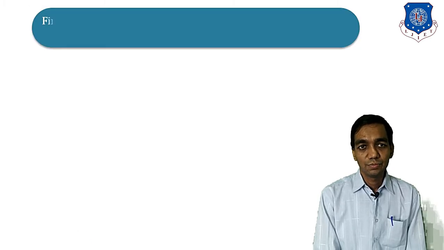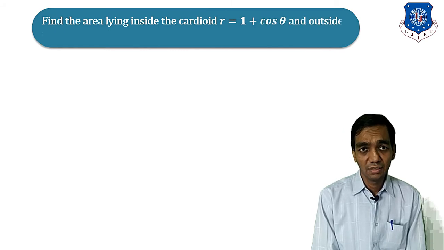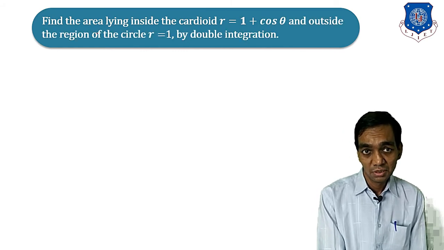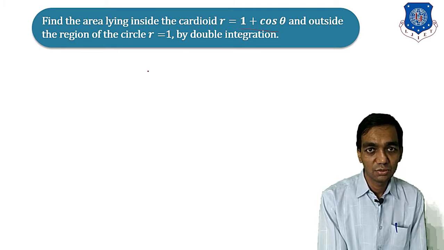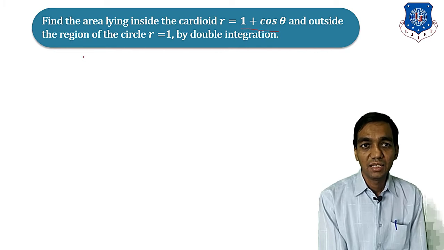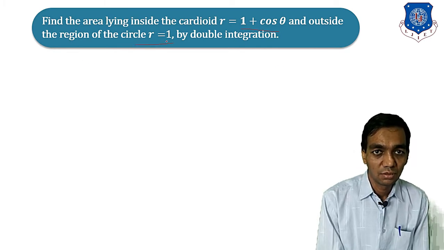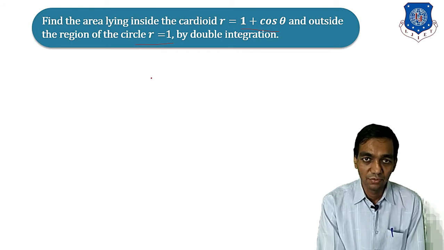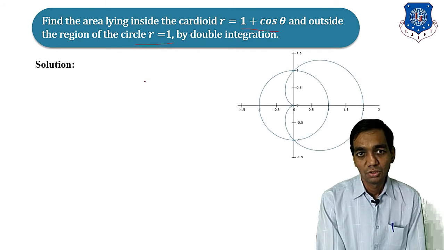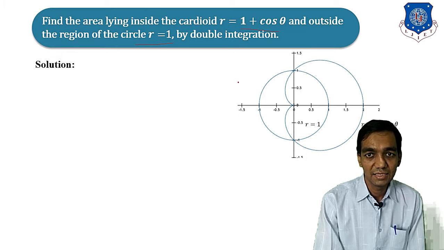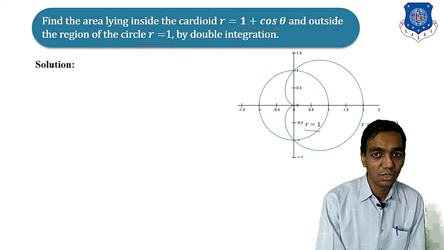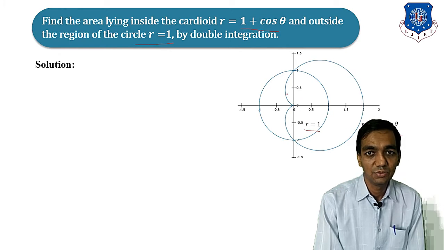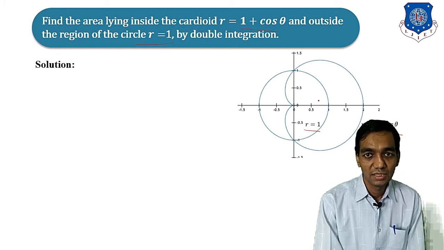Okay. In the same manner, suppose we are starting with a polar curve: find the area lying inside the cardioid r is equal to 1 plus cos theta, and outside the circle r is equal to 1. So we are starting with two polar curves. This curve is r is equal to 1, that is the circle. And this curve, r is equal to 1 plus cos theta, is the equation of a cardioid, which we have already seen. Okay. So this is a cardioid.